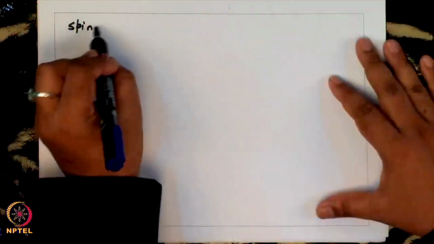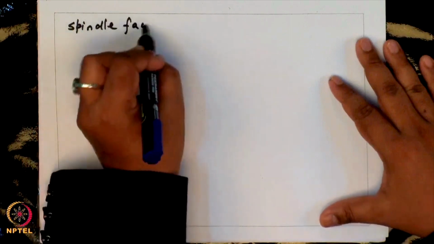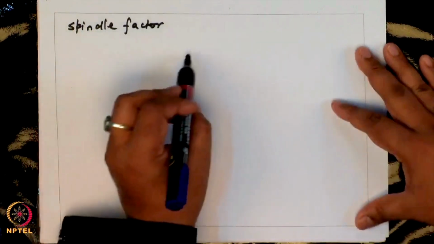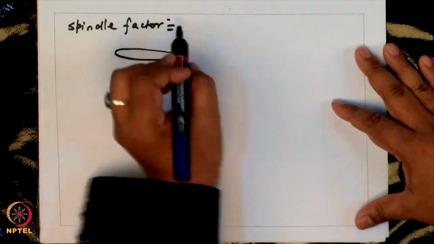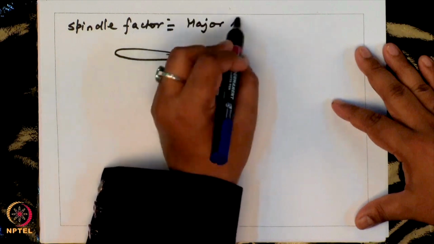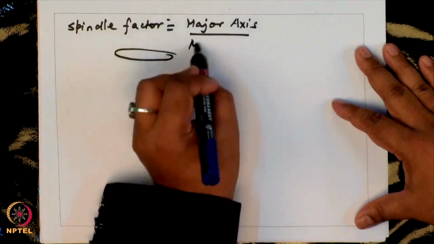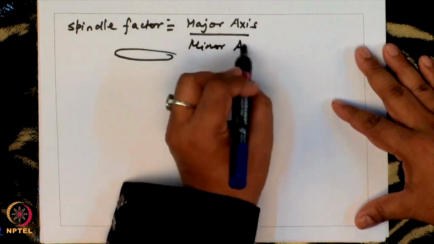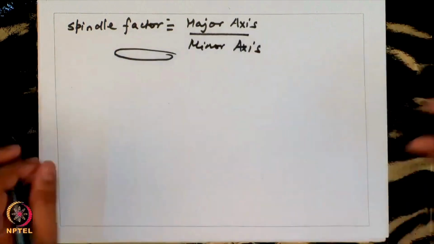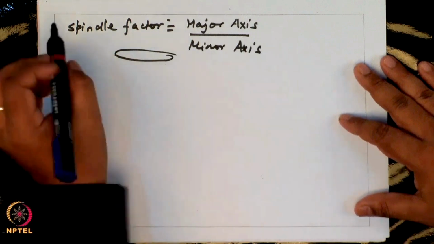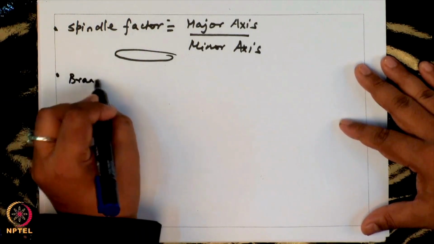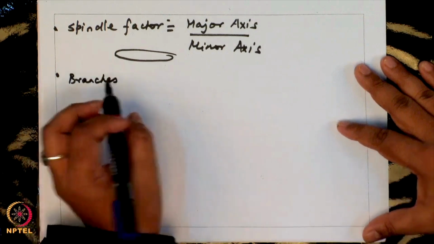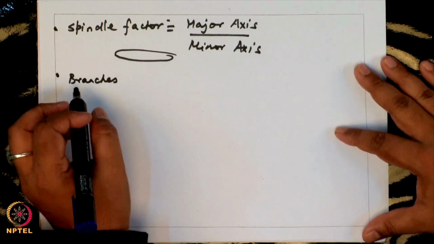Okay. So, they defined something as spindle factor. So, what is spindle factor? It is nothing but, if you approximate a cell shape like an ellipse, spindle factor is the major axis by the minor axis. So, the higher the value, it means it is more elongated in one direction. And what they also tracked, along with spindle factor, was the number of branches, okay, the average number of branches per cell.